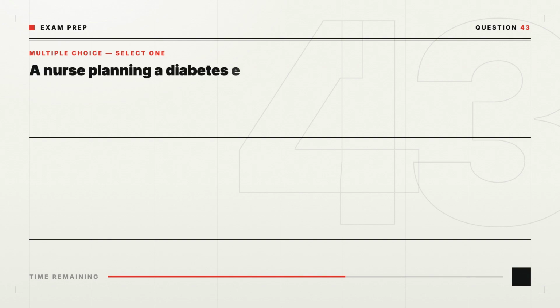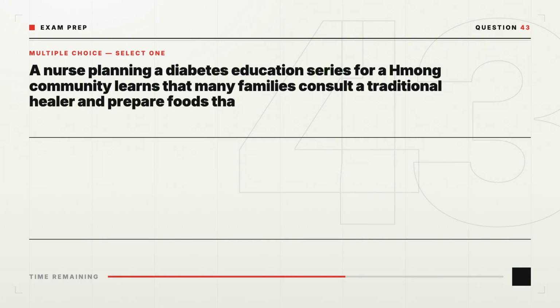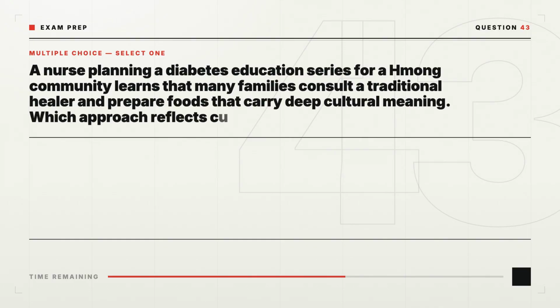Question 43. A nurse planning a diabetes education series for a Hmong community learns that many families consult a traditional healer and prepare foods that carry deep cultural meaning. Which approach reflects cultural competence?